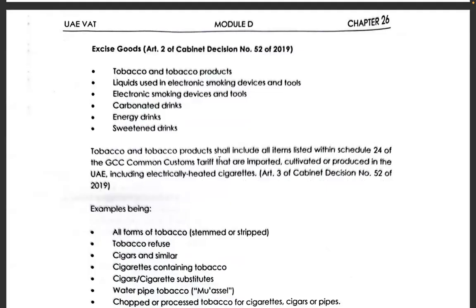Tobacco and tobacco products shall include all items listed within Schedule 24 of the GCC Common Customs Tariff that are imported. So all those goods that are imported and that are included in the Schedule number 24 of the GCC Common Customs Tariff, cultivated or produced. These goods are either imported, cultivated, or produced in the UAE, including electrically heated cigarettes.